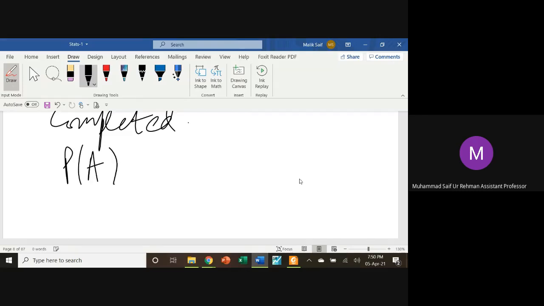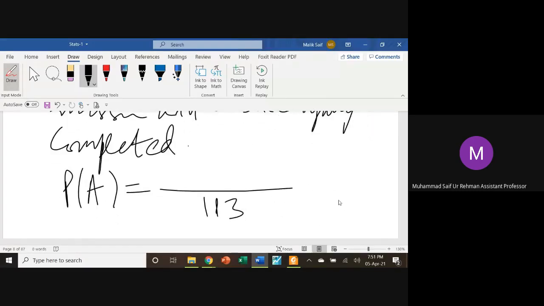So you will write down probability of A, and now you will use the empirical probability formula, the formula that is given for empirical probability. What was the formula? Number of successful flights in this case and total number of flights. So the formula was number of times the event occurs divided by total number of observations. Total number of observations, or total number of flights, or total number of missions in this particular case was 113.